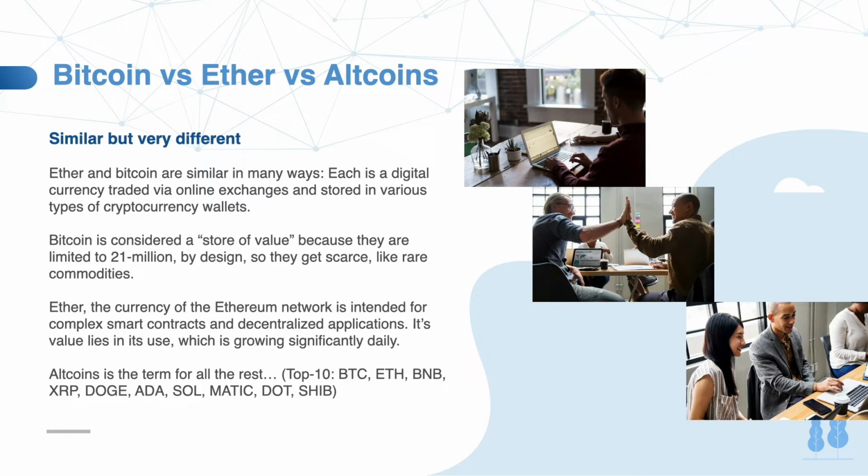Now that's different from Ether, which is the currency of the Ethereum network. And as we've said before, this is the domain of smart contracts and other decentralized finance and decentralized applications. Its value lies in the fact that it's going to be used in many, many different applications. NFTs, as you've been seeing, are one of the most prominent uses of Ethereum right now. More people are involved in cryptocurrency because of Ethereum implementing NFTs. And of course, altcoins are everything else. You hear about these on the news, and their value also lies in their utility.